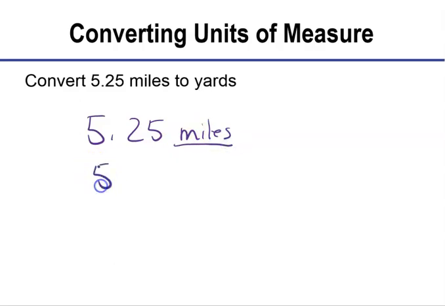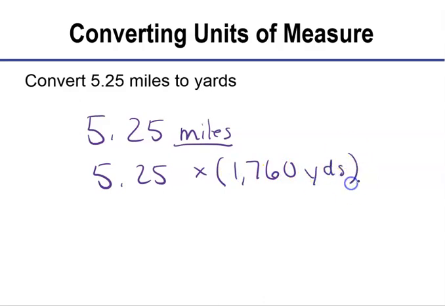So I have 5.25. We're going to multiply that by the yards to miles, right? So that's going to be multiplied times, remember what it is? You need to commit it to memory. So 1,760 yards. And so notice what I did. I replaced the word miles with its equivalent, 1,760 yards.